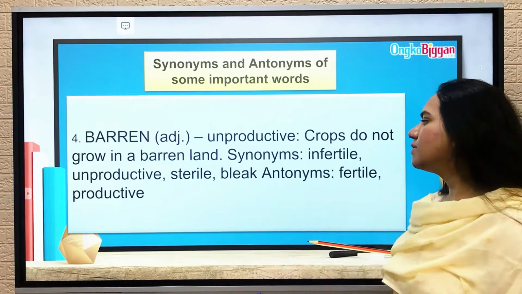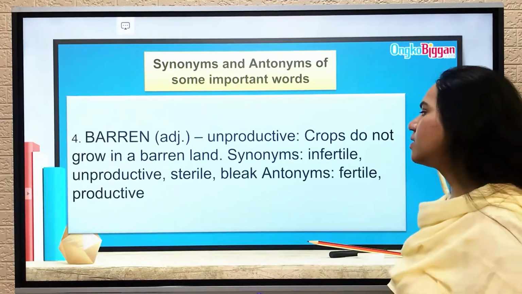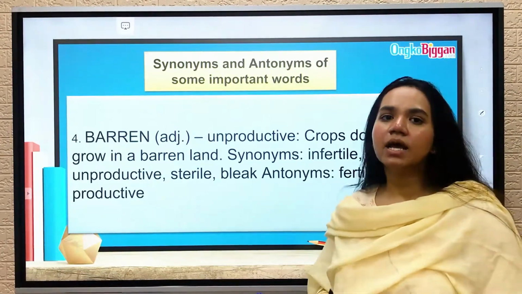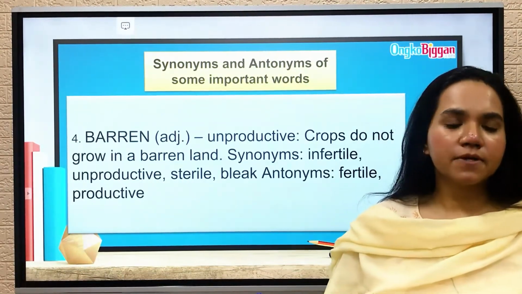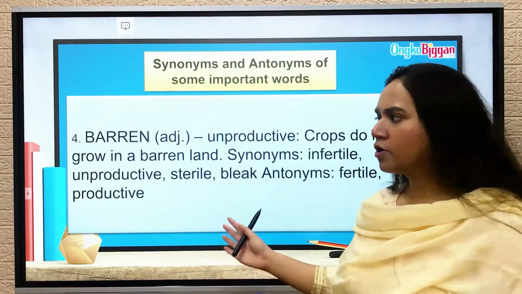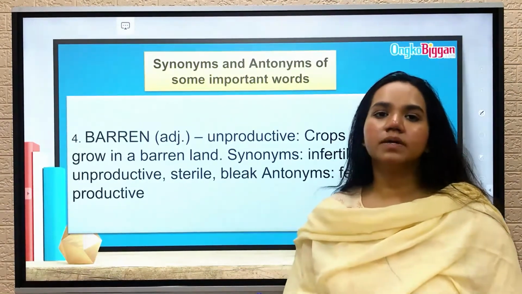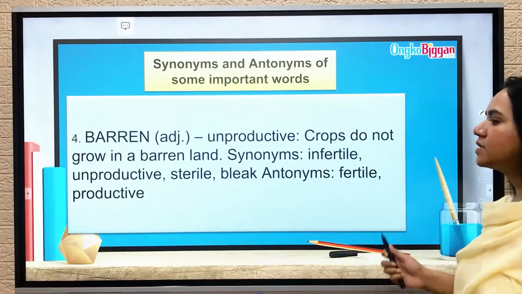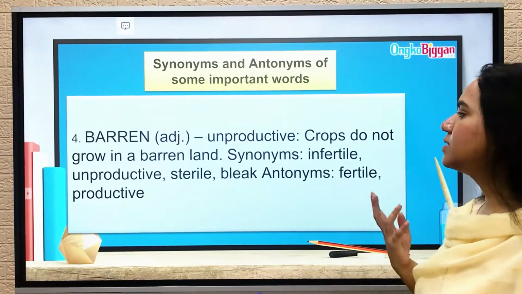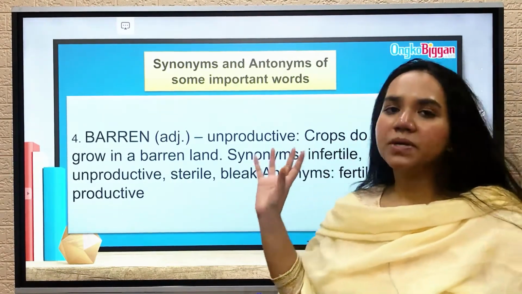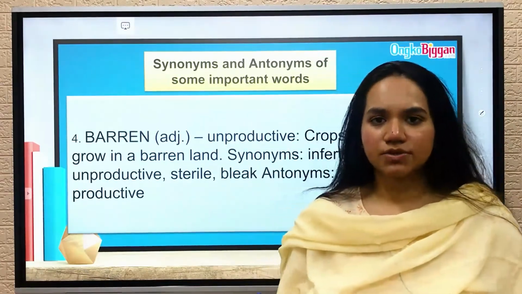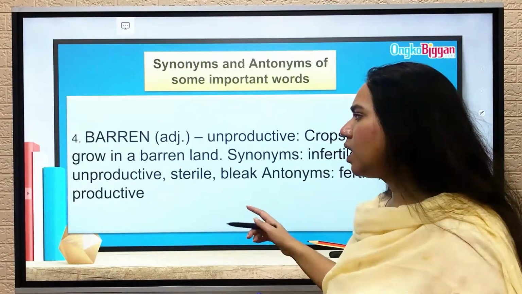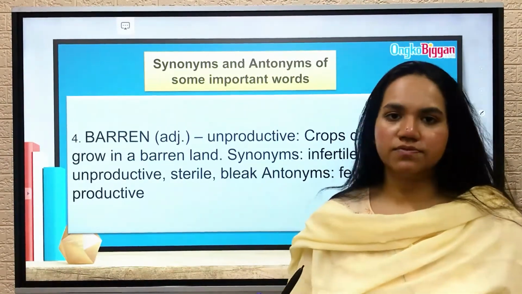So the synonyms are infertile, unproductive, sterile, or bleak, which means that if something is infertile or unproductive, it means that at a very small period of time, that particular person or the organization here is actually not being able to work properly or get their work done properly. Antonyms are what? Fertile and productive. So what have I done here? I've just taken the particular prefixes out, right? In the case of infertile, I've cut the in and it's just fertile. In case of unproductive, I've just cut the un and it's just productive, right?